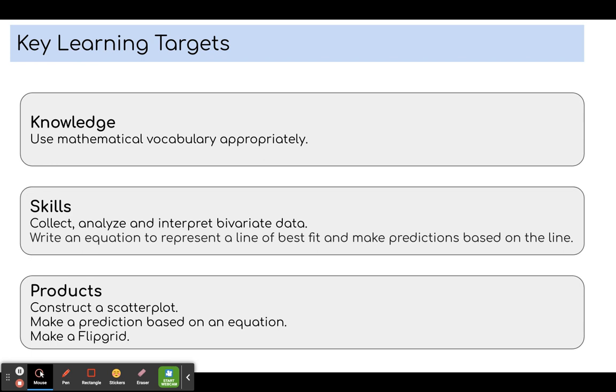They'll collect, analyze, and interpret bivariate data. They'll be able to write an equation of a line that represents the best fit and make predictions based on the line. Their products will be their actual scatter plot, their prediction based on the equation that they created, and they'll present this in a Flipgrid.